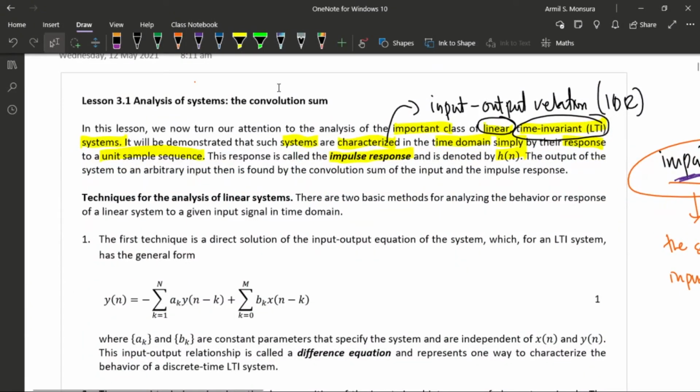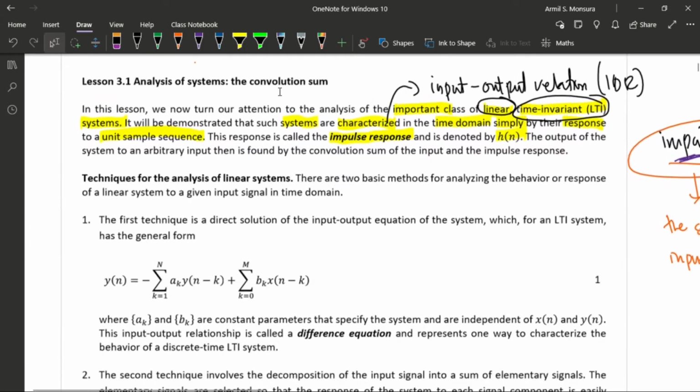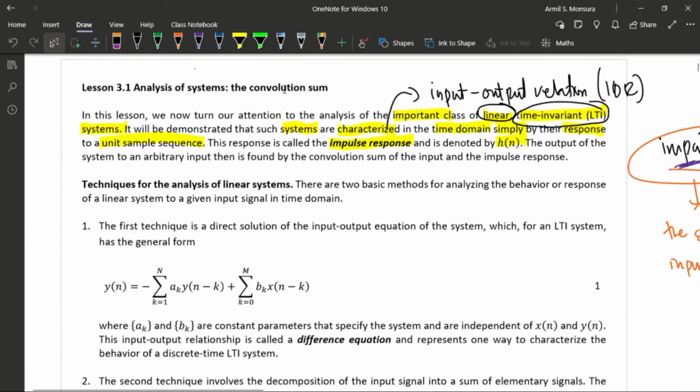If the system is represented and described by the impulse response, then we can compute the output of the system, or the output sequence produced when we feed our system with an arbitrary input.